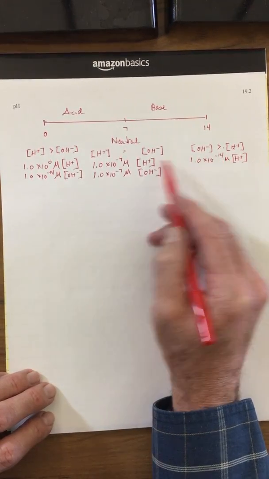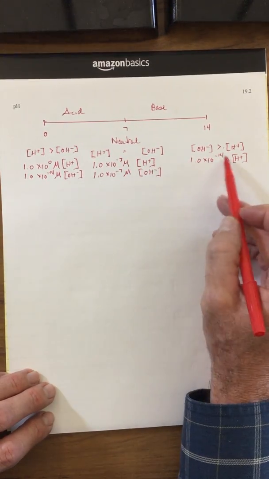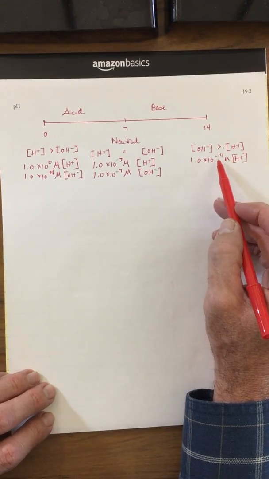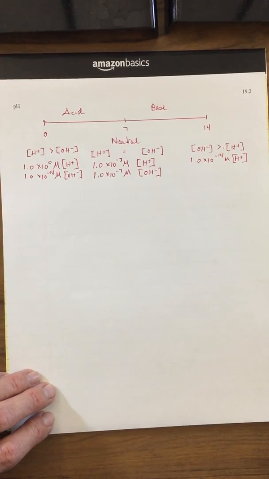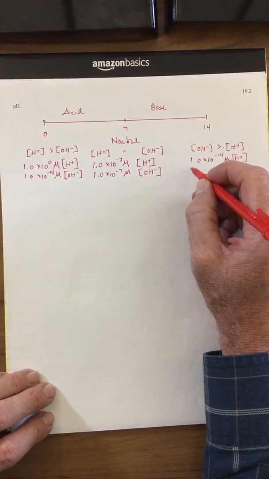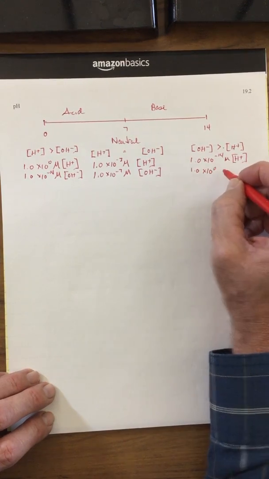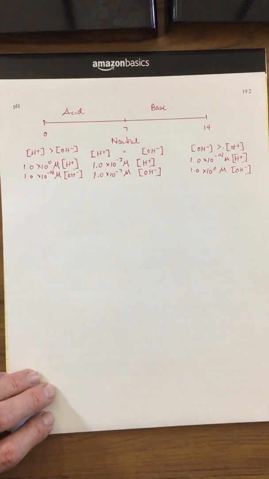So we have a million, this is 10 to the minus 7, this is 10 to the minus 14. This is a million, or even more so, maybe 10 million, times less acid than it had when it was neutral. This is going to be 1.0 times 10 to the 0 molar of OH minus.